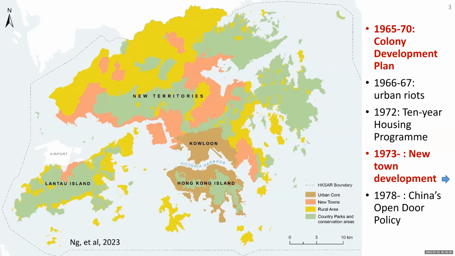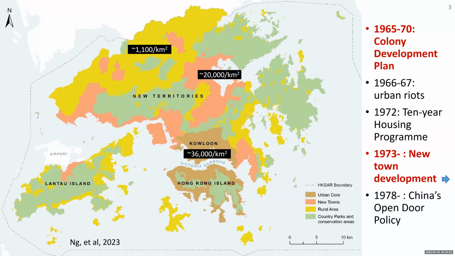Now, before I do that, if you're a Hong Konger, you must be familiar with this map. Basically, the brown areas are the urban areas, Kowloon and Hong Kong Island. All the green areas are country parks. These pinkish orange areas are new towns. And this yellowish area is our New Territories.